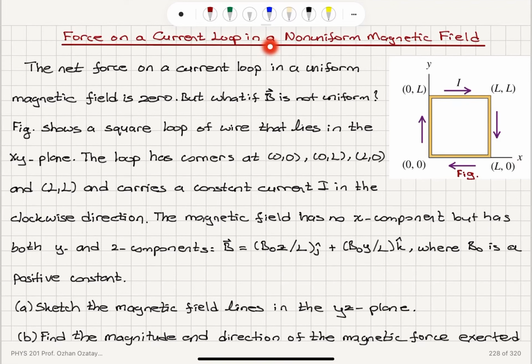Force on a current loop in a non-uniform magnetic field. The net force on a current loop in a uniform magnetic field is zero. But what if B is not uniform?